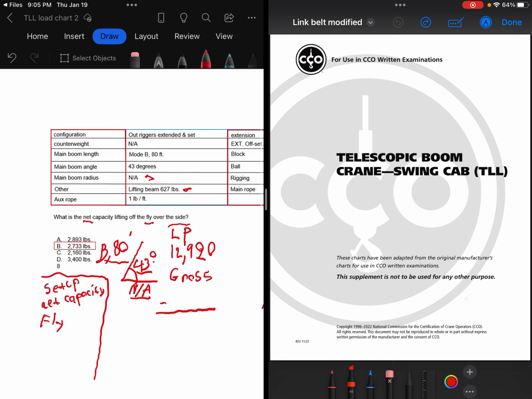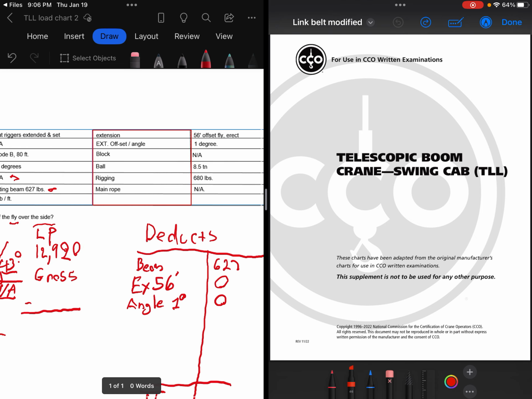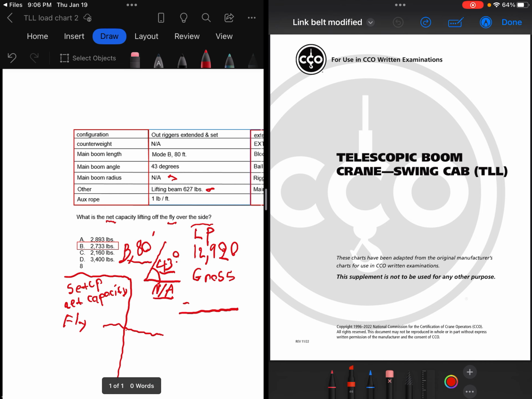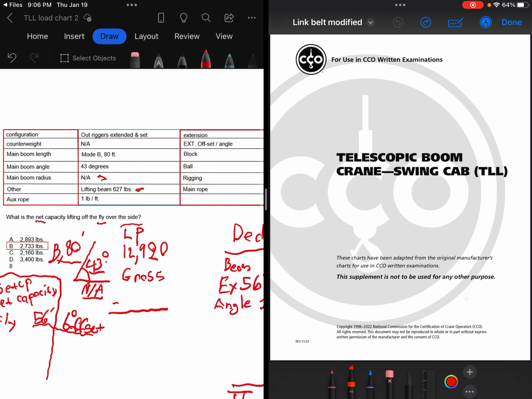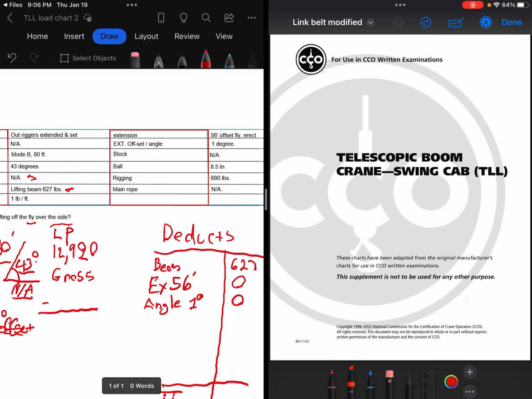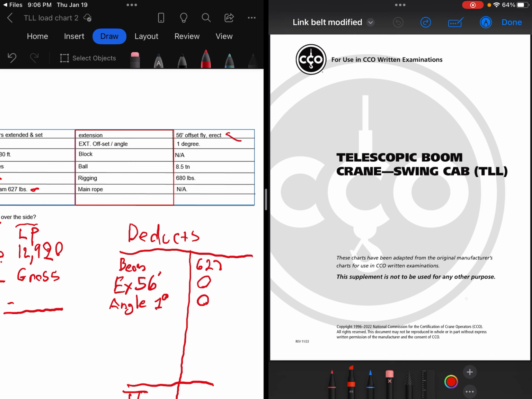Also, down here in our fly, another thing I like to do is write down our extension. Our fly is the 56 foot at 1 degree offset. It's just another place to put it so that it helps us to remember, hey, when we go to look at our load charts, we're picking from the jib. Lifting beam, we've got our offset fly, we've done that, check that off. We've got our angle, check that off. Block, there's nothing there, so we're just going to check that off. We're picking from the fly, and we don't have a block.